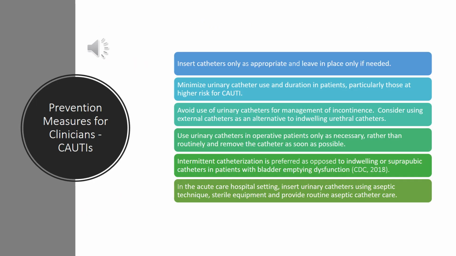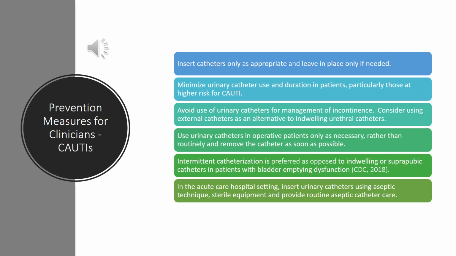Prevention measures for clinicians for catheter-associated urinary tract infections. Insert catheters only as appropriate and leave in place only if needed. Minimize urinary catheter use and duration in patients, particularly those at higher risk for catheter-associated UTIs. Avoid use of urinary catheters for management of incontinence. Consider using external catheters as an alternative to indwelling urethral catheters.